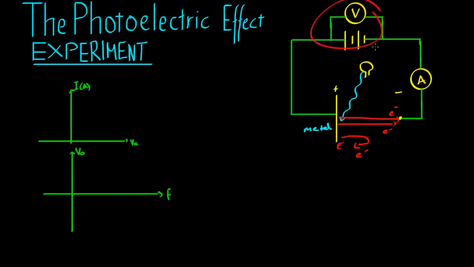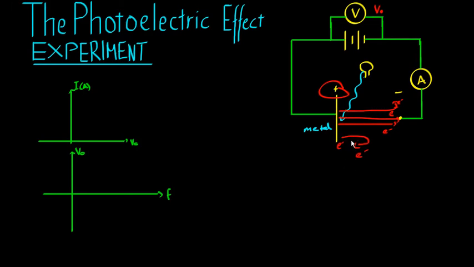We can keep turning up this voltage and keep making this electrode more and more positive until even the most energetic electron doesn't quite make it. And that is the key there. If we turn it up to the stopping voltage, we can basically determine how much energy the most energetic electrons can have.